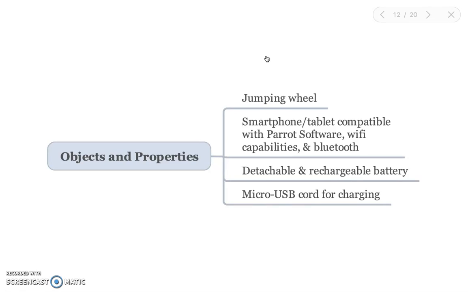Object properties for the jumping wheel include a smartphone/tablet compatible with Parrot software, Wi-Fi capabilities, and Bluetooth, a detachable and rechargeable battery, and a micro USB cord for charging.